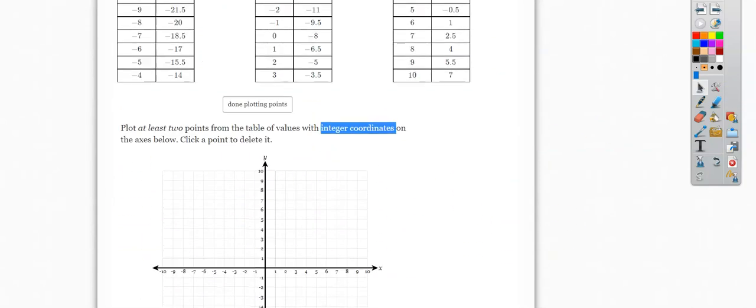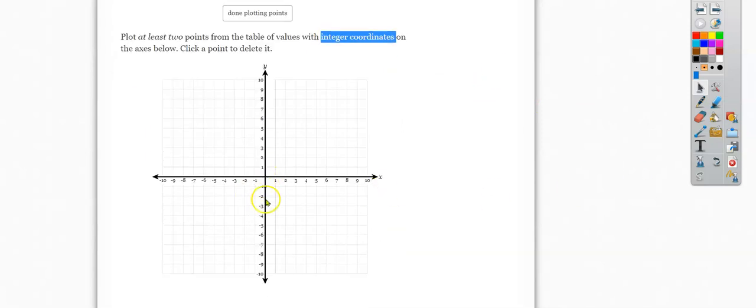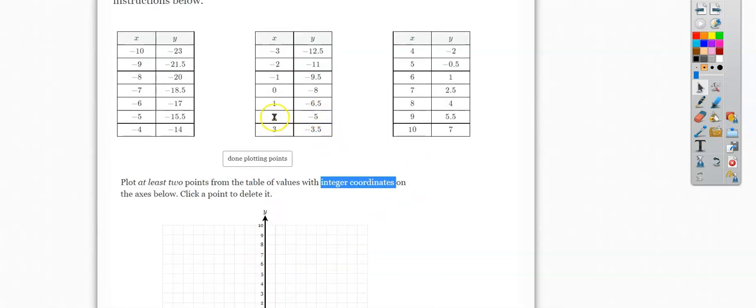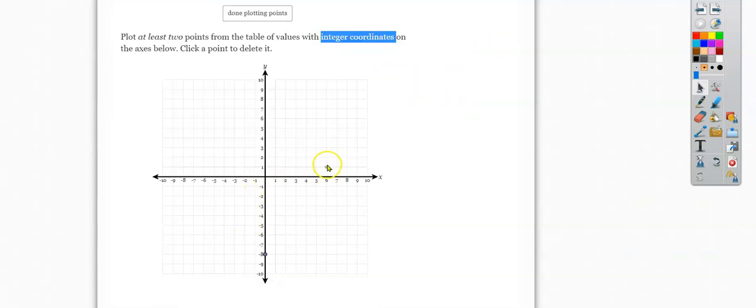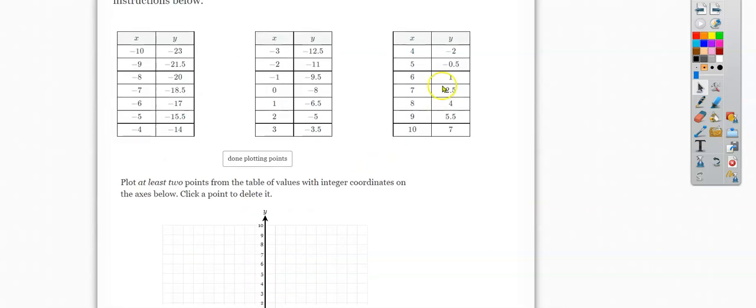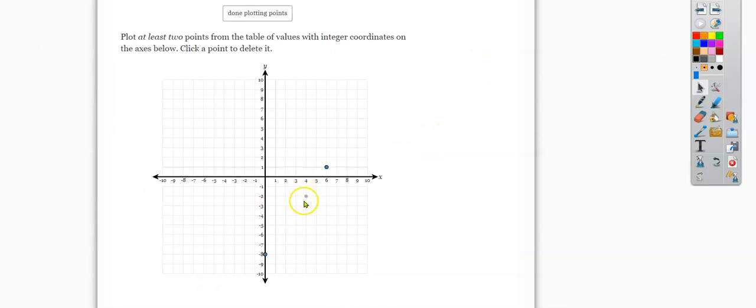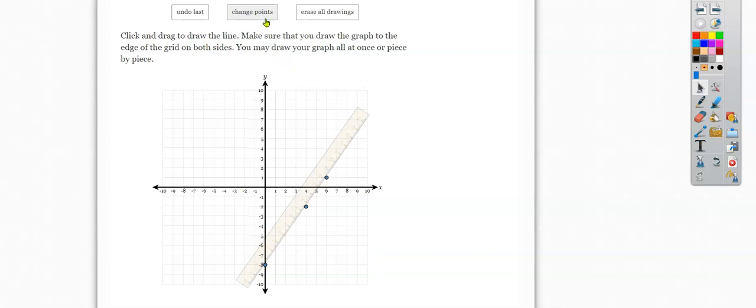I'm going to graph first 0, -8. I'm going to click once. Then I can graph 2, -5, or 6, 1, or 8, 4. So I'm going to graph 6, 1. And there are my 2 points. I can certainly graph more, like 4, -2. When I'm done plotting the points, I click Done Plotting Points.